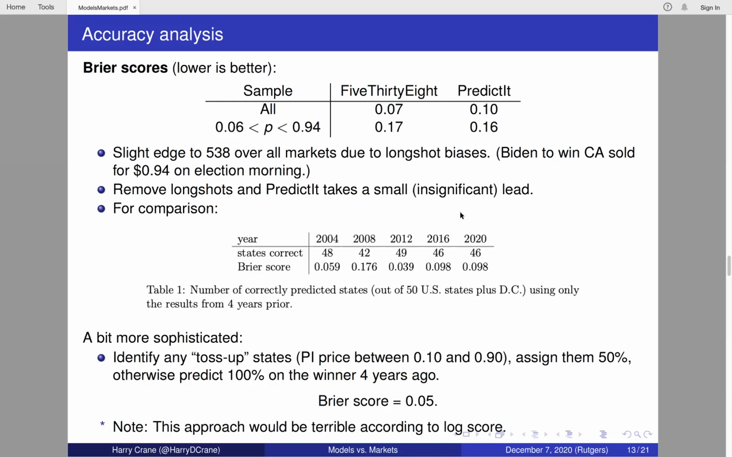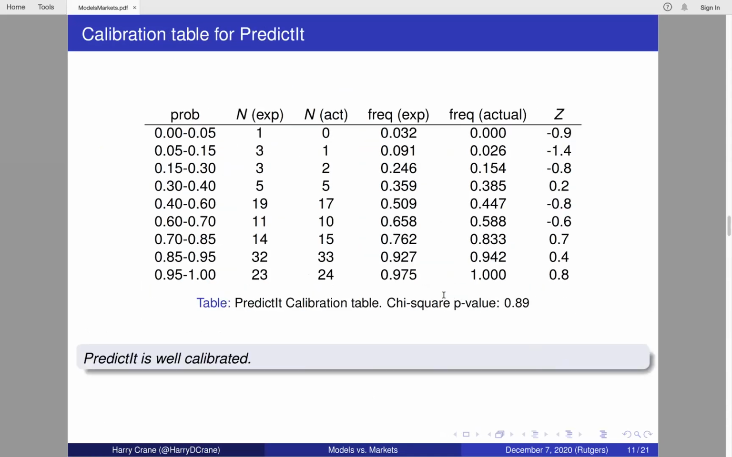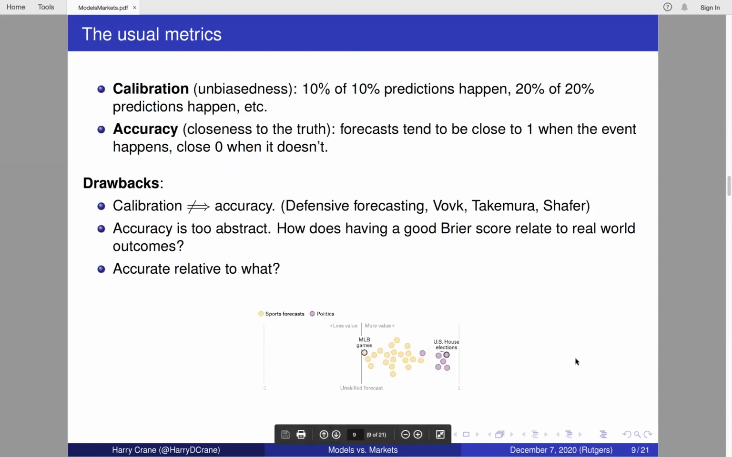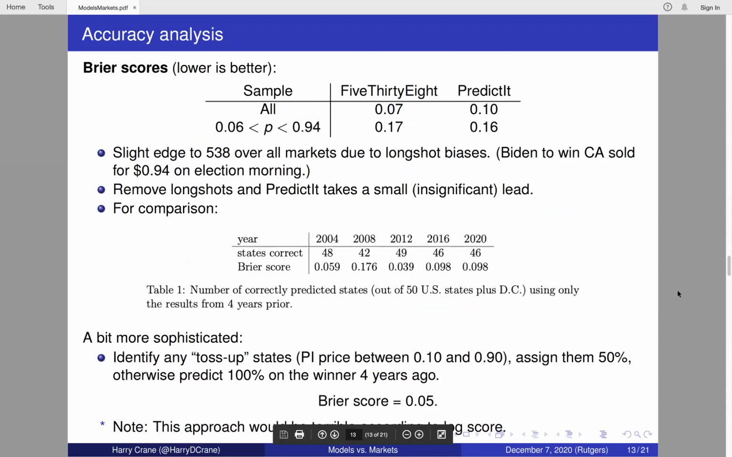The other thing is that, just for comparison, think back to this unskilled forecaster on the previous page, where they just assigned 50-50 naively to every race. Well, I thought a naive but pretty good starting point for a forecast would be to say, for every state, I'm just going to predict the winner of that state to be the same party who won it four years before. So this year, I'm going to predict Trump to win Florida, North Carolina, Pennsylvania, Wisconsin, Michigan.